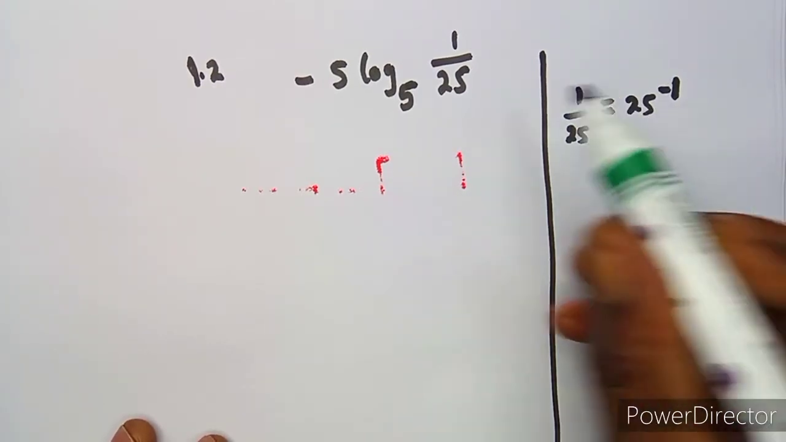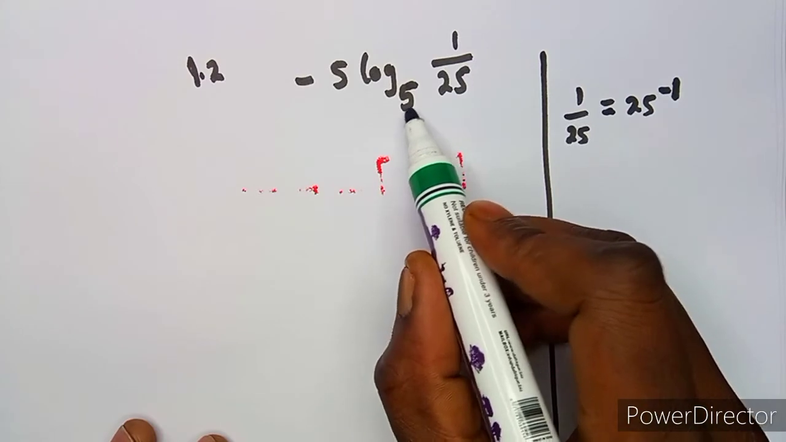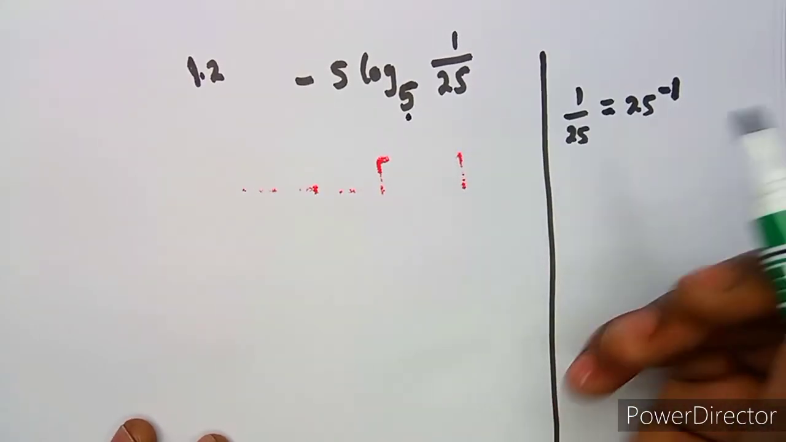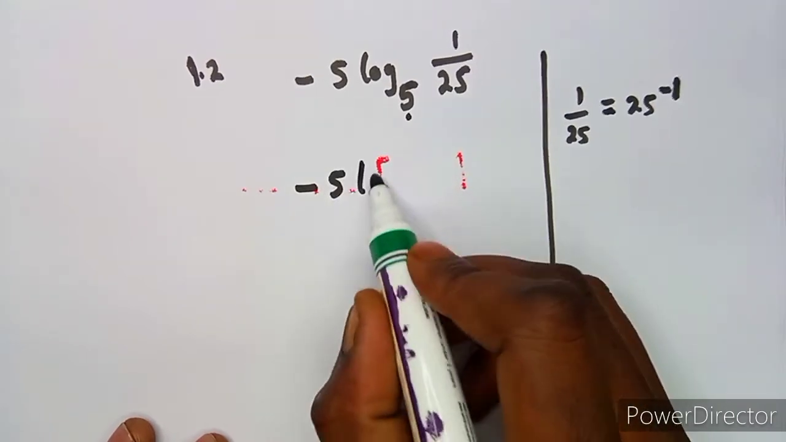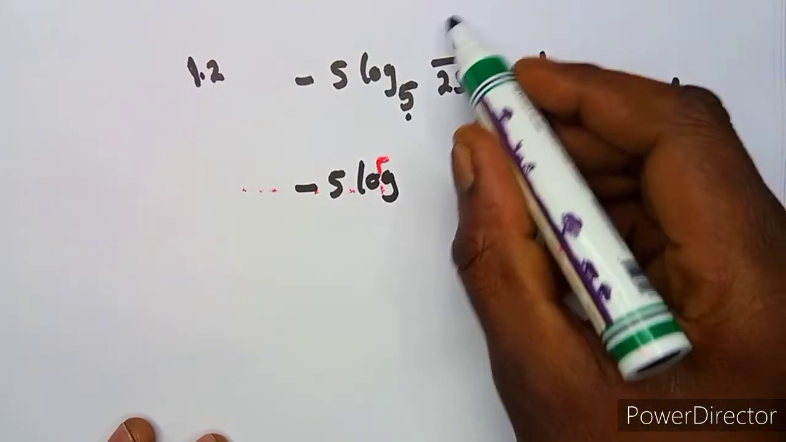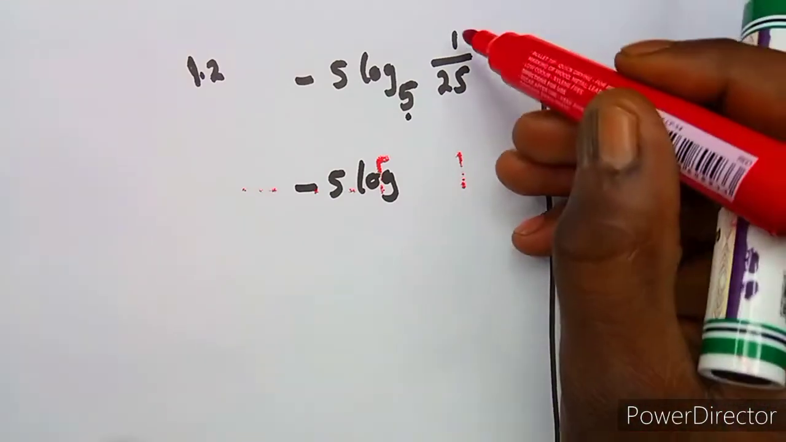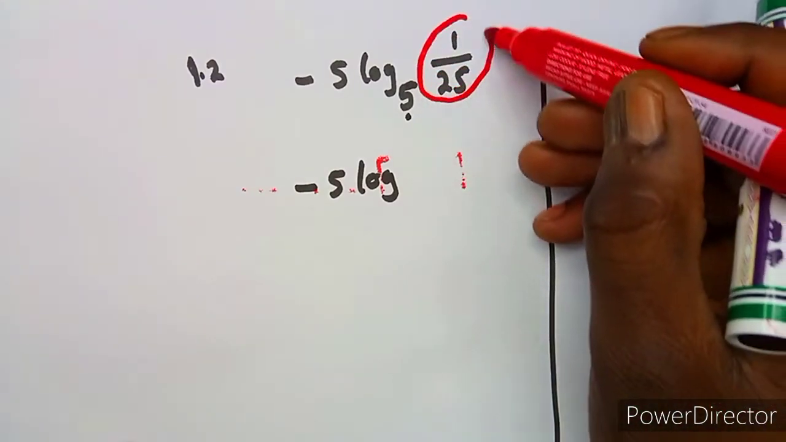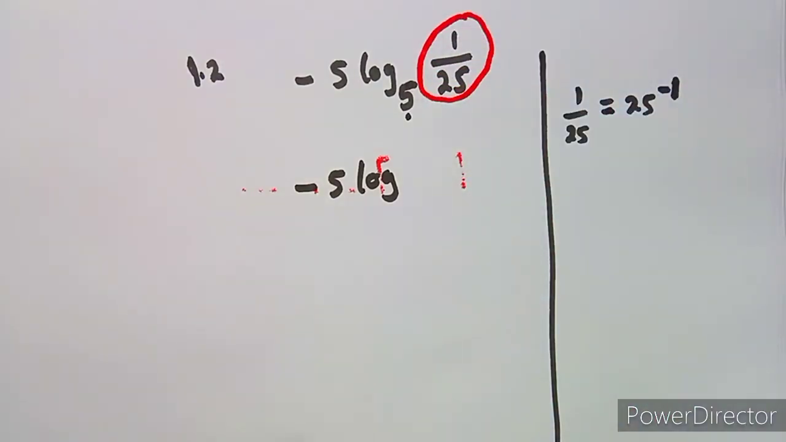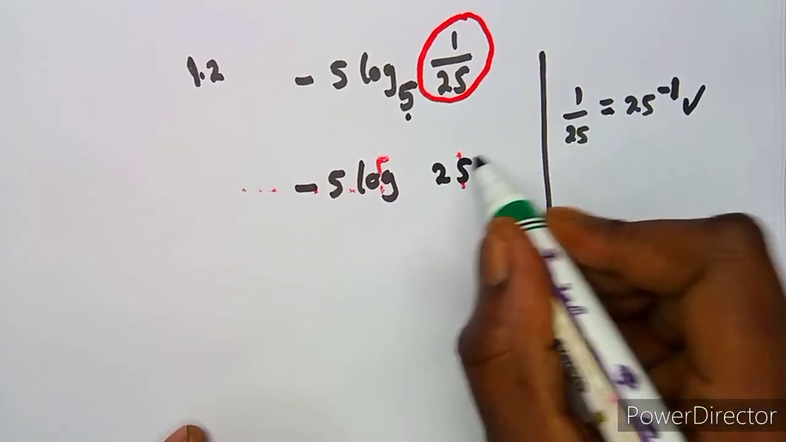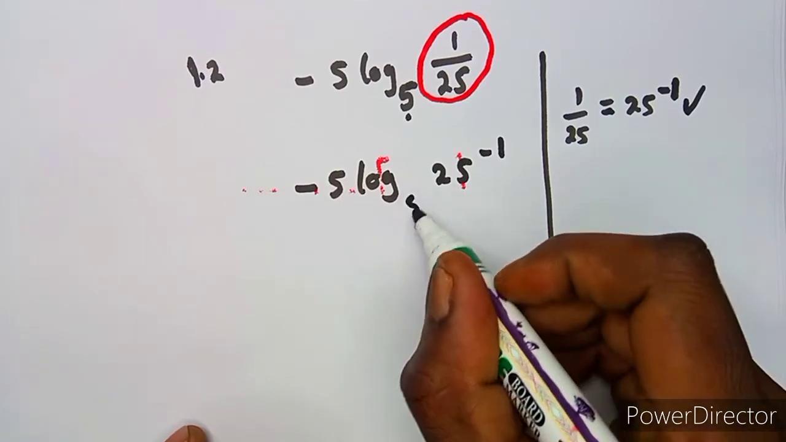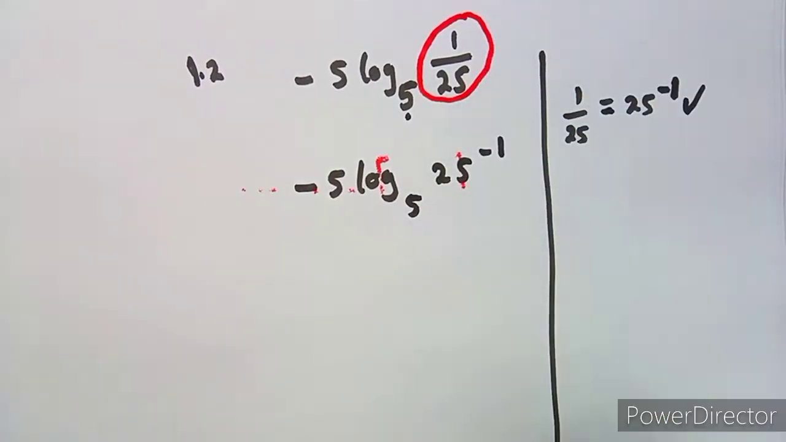Which I can actually write in terms of 5. Maybe not to rush. Let's write this minus 5 log 1 over 25, which is this part here. I'm going to do it stage by stage so that we don't miss each other here. So we're going to write this like this: 25 to the exponent of negative 1 in base 5. So we have gotten rid of the fraction first. Then what do I have?